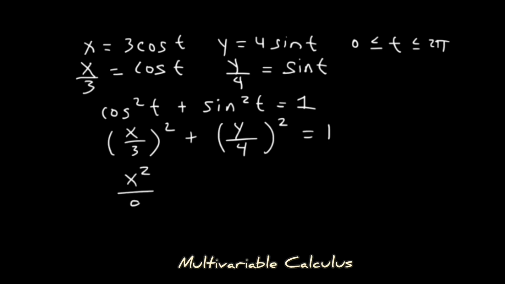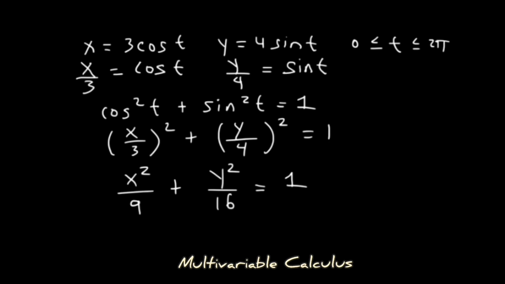So notice that this is not the equation of a circle. So we're not going to multiply both sides by 9 or 16. We're just going to leave it the way it is. Because these two numbers are different, this is an ellipse. If they were the same, it would be a circle.